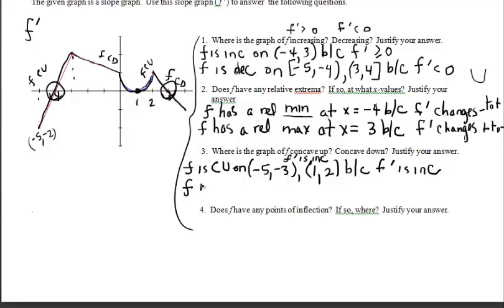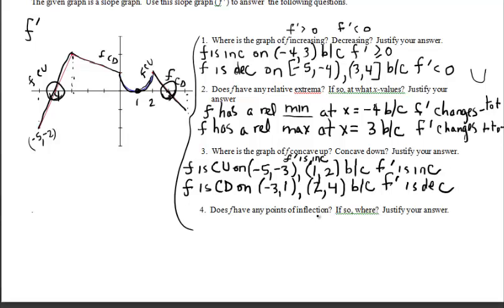Okay, where is f concave down? F is concave down on, where is it falling? From, I guess it's -3. It's still falling right here through that sharp turn. That's okay. From -3 to 1. And I guess it falls again from 2 over to, I think that was 4. Put parentheses, not brackets, always on concavity, because f prime is decreasing.